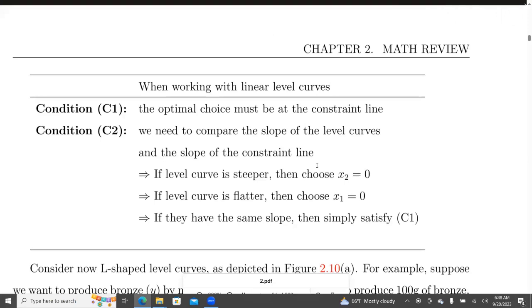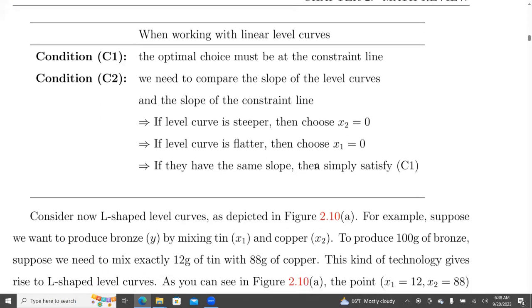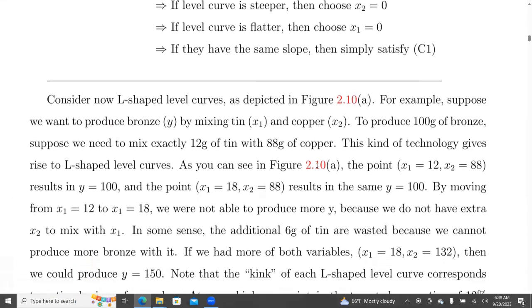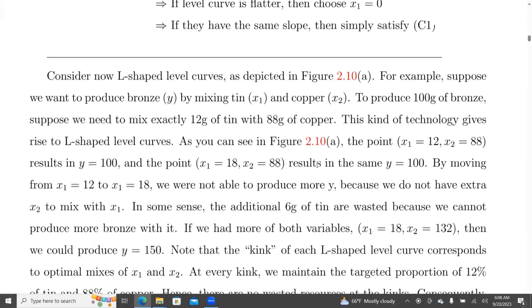So we ended with the linear level curves here. Yeah, so we had just started with the L-shaped. Consider now L-shaped level curves as depicted in figure 2.10a.